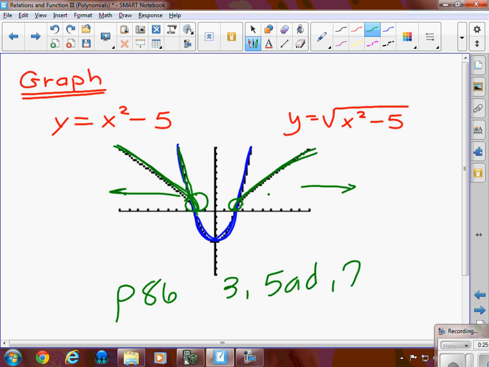So that being said, small little assignment, page 86, 3, 5, AD, and 7. That's what we're working on right now. Tomorrow we're going to start solving radical equations, and that will be our next lesson.